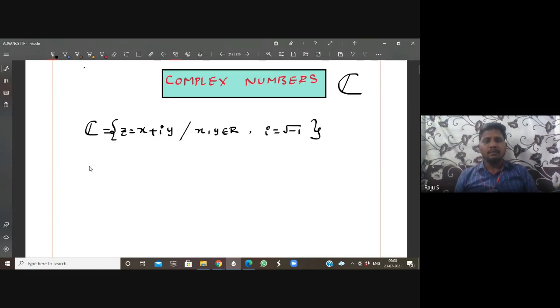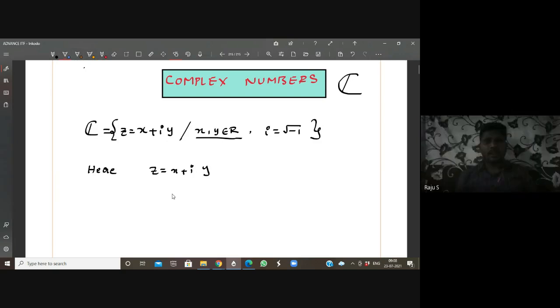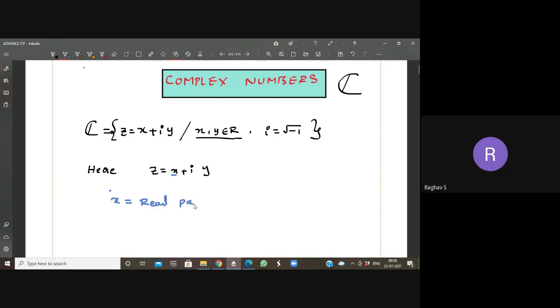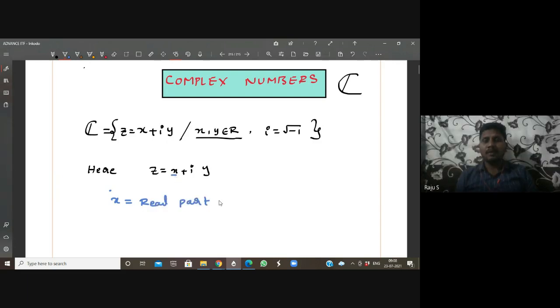So in Z equals X plus iota Y, X and Y are always real numbers. What do we call this X? X is the real part of Z. Here Z is a complex number, and for this Z, X is called the real part.